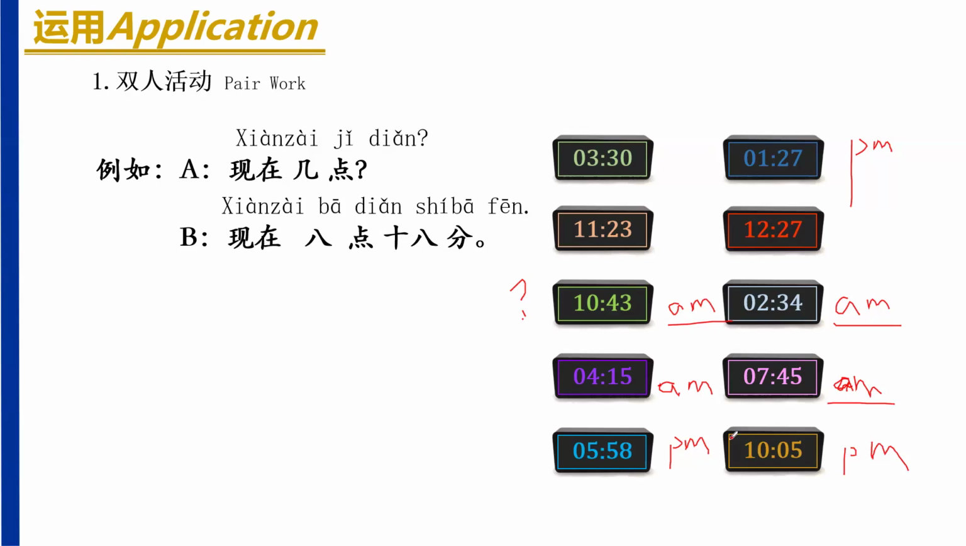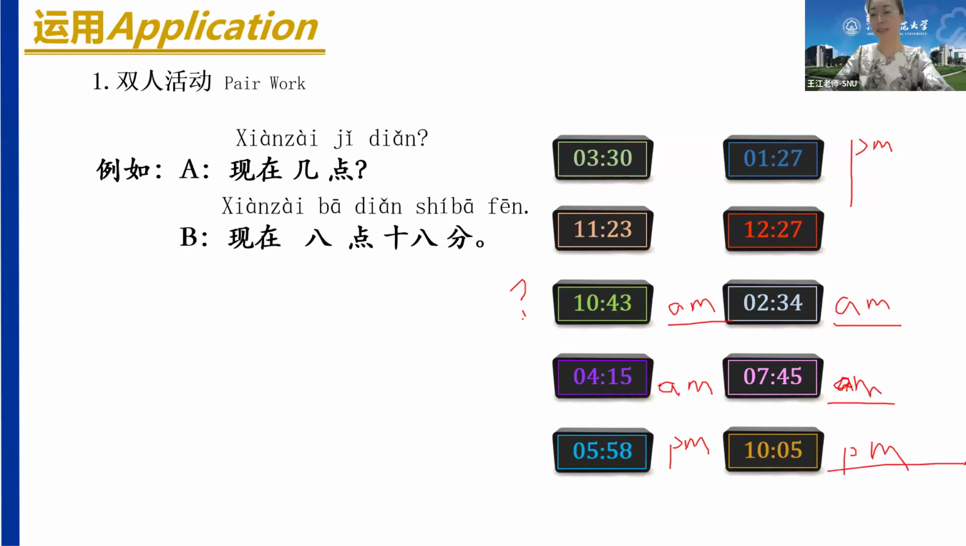Okay, so 现在几点？现在下午10:02, PM. 下午，晚上, we should use 晚上, at night. 晚上10:05, 10 o'clock and 5 minutes. Okay, so have you got it? Have you mastered how to express the time in Chinese?